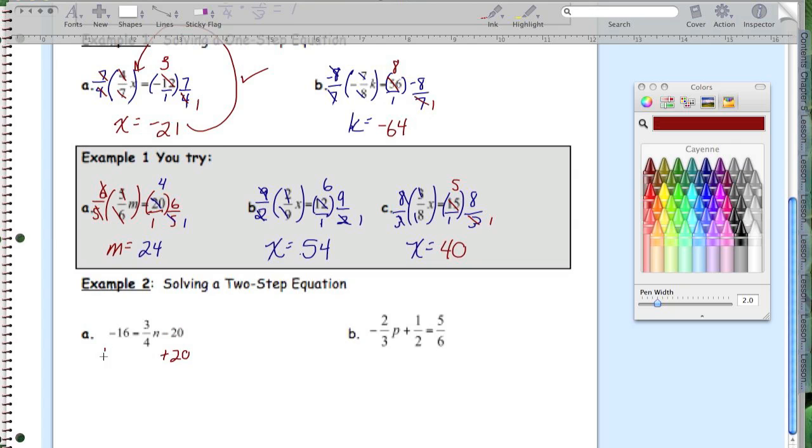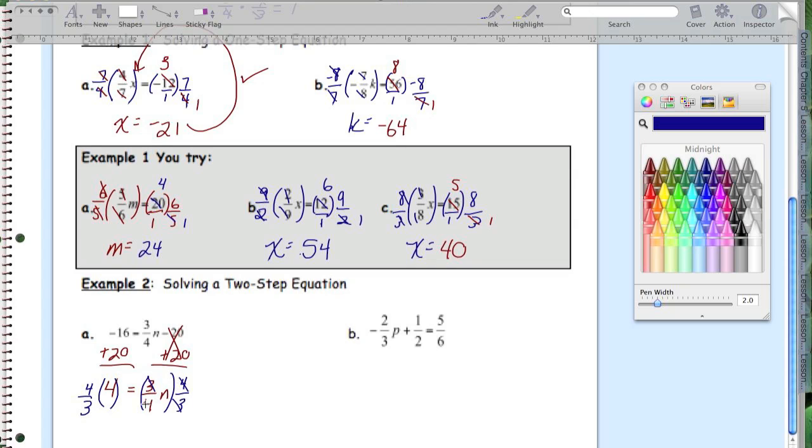Let's try that again. Add 20 to both sides. On the right side, my 20s go away. Negative 20 plus 20 is 0. And over here, I have 3 over 4n. And on the left side, negative 16 plus 20 is 4. So now I want to get n by itself. So I'm going to multiply by the multiplicative inverse, 4 over 3.